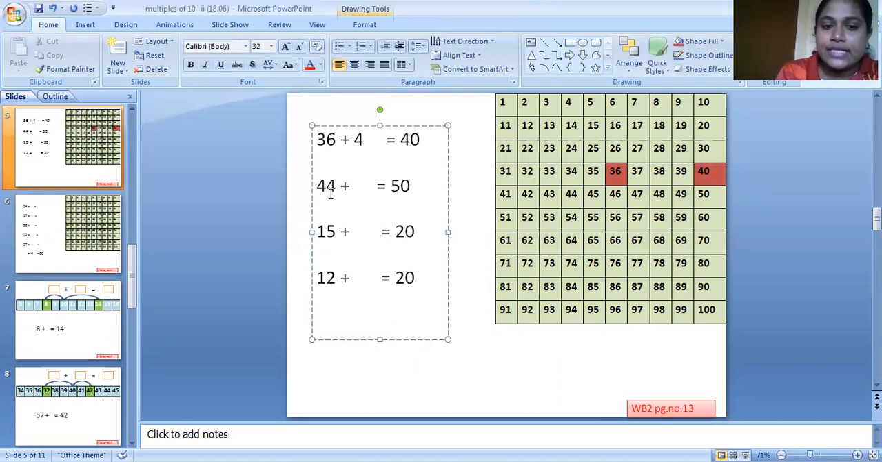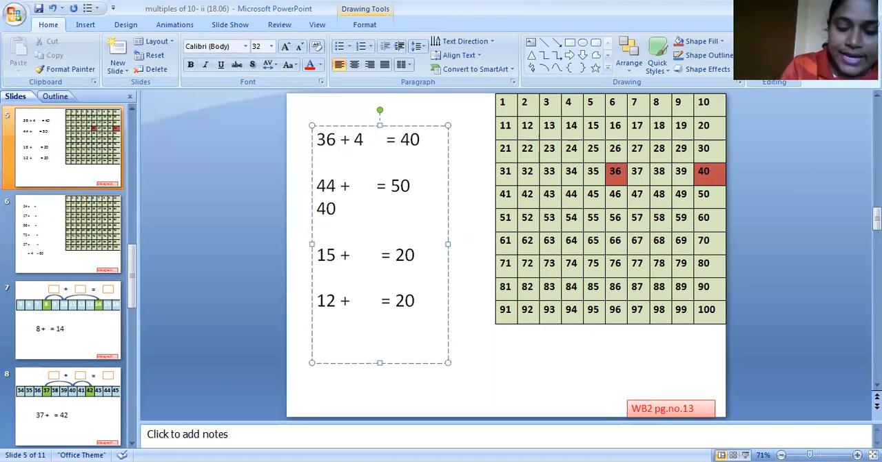And here it says 44 plus blank is equals 50. Again, we have to use this concept. We know 6 plus 4 is equals 10. Here we have 44. We can write this as 40 plus 4. So here we have 40, and I will explain it by writing, right? We can expand this as 40 plus 4. And also we can know 4 plus 6 is equals 10.